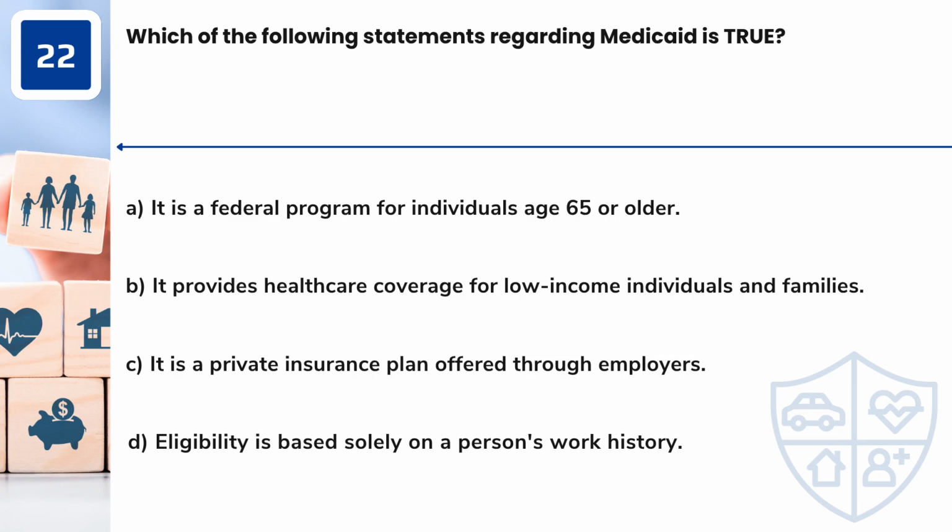Question 22. Which of the following statements regarding Medicaid is true? A. It is a federal program for individuals age 65 or older. B. It provides healthcare coverage for low-income individuals and families. C. It is a private insurance plan offered through employers. D. Eligibility is based solely on a person's work history.